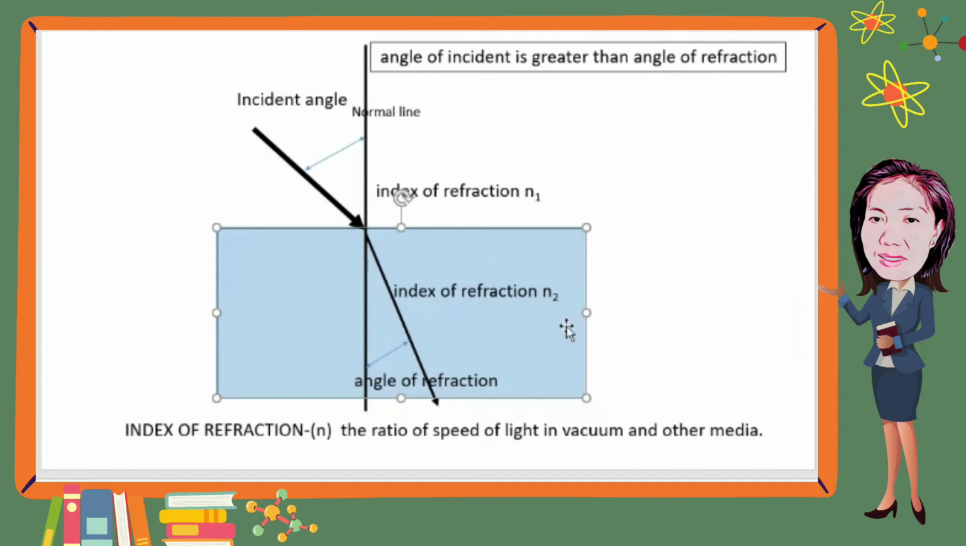So which one is the angle of refraction? Okay, nandito yung angle. Itong angle nito from the normal line going to this arrow, this is what we call as the angle of refraction. Ito naman na angle is what we call a incident angle or angle of incidence.